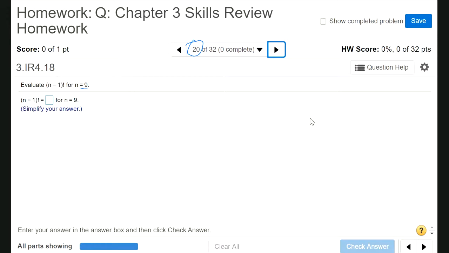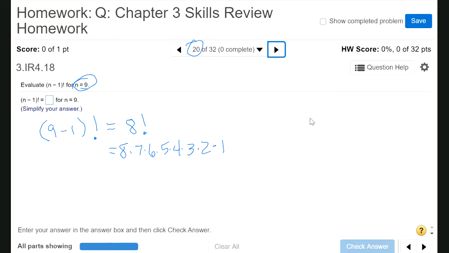Anytime you're given a value for a variable, that means take that expression. If n is 9, then n minus 1 factorial becomes 9 minus 1 factorial. And notice the factorial is outside of the parentheses. That means you're going to do what's inside the parentheses before you do the factorial. And then remember from the last problem, 8 factorial is 8 times 7 times 6 times 5 times 4 times 3 times 2 times 1. Again, the 1 doesn't change the product, so you don't actually have to include it.